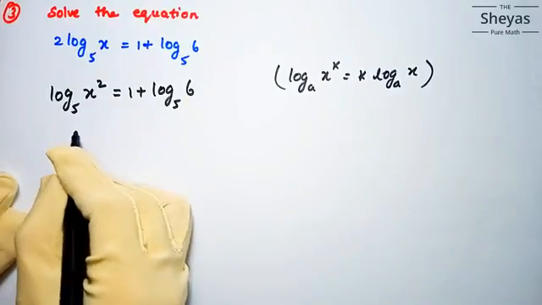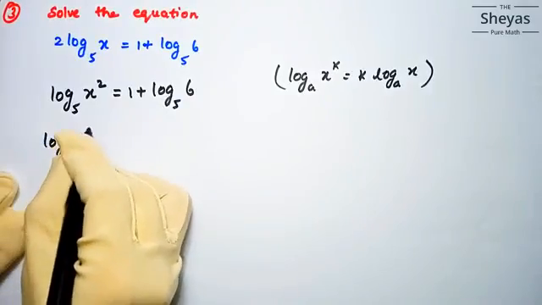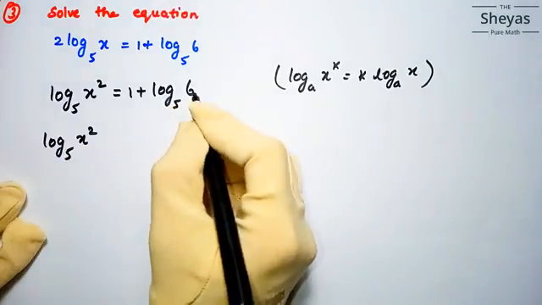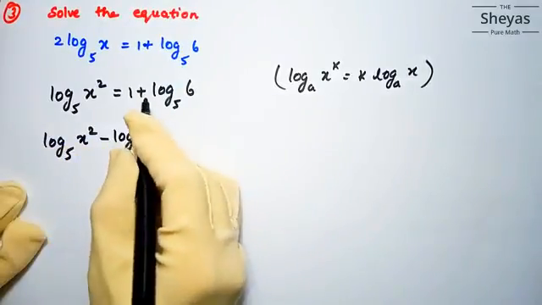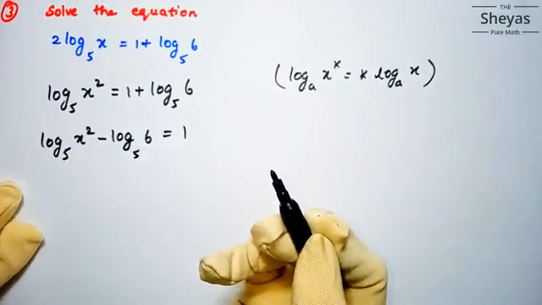Now I'm just keeping this log x square as such, and this log 6 I'm bringing to the other side. So this plus will become minus when you take it to the other side, is equal to 1.